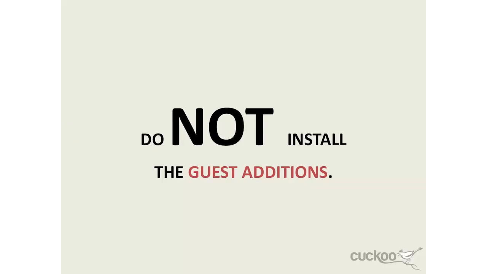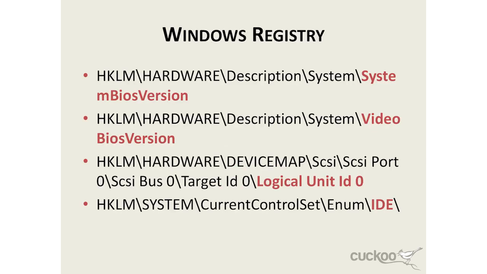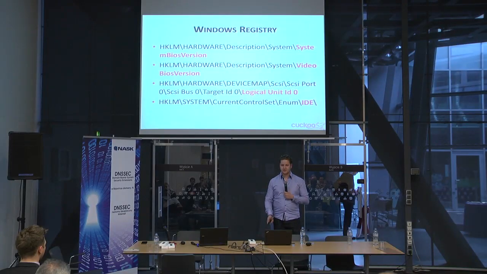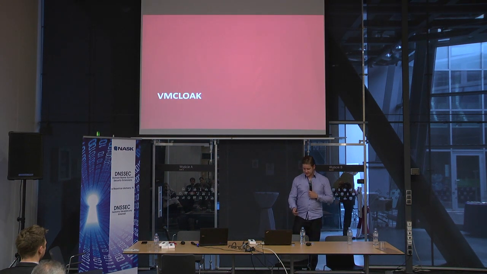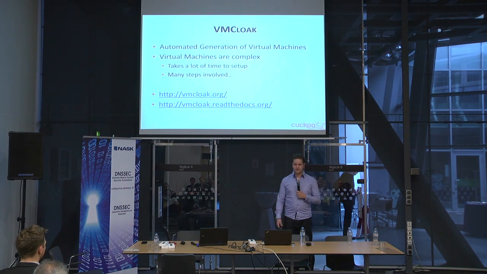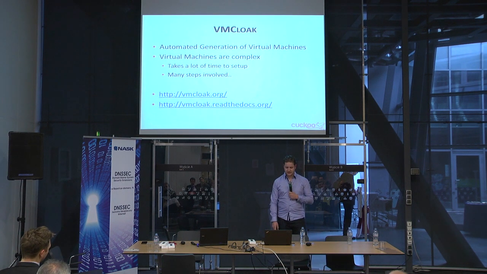But there's also other stuff like the BIOS version, probably says something like VBox and all these kinds of things. So if you know registry keys or files or blah blah blah, let us know, and we will add them. Because I created a tool, VM Cloak. It is a tool for automated generation of virtual machines. Released it, I think, a month ago, roughly.